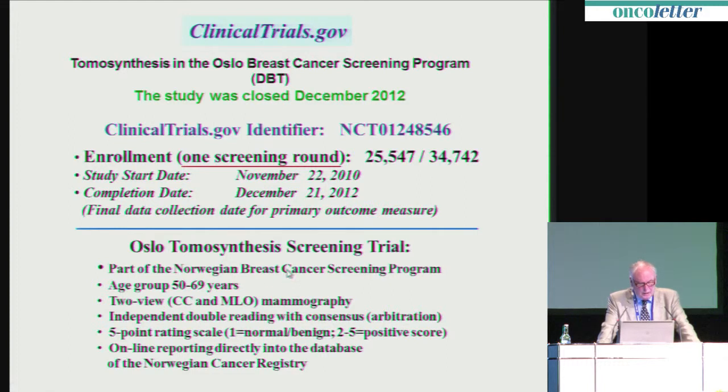Our screening program in Oslo is part of the Norwegian breast cancer screening program. Women 50 to 69 years are invited for a 2-view mammography every second year. We have independent double reading with consensus or arbitration. We are using a 5-point rating scale for probability of cancer. It is not identical with the BI-RADS categories. And we are reporting the results online directly into the central database of the Norwegian Cancer Registry that has the audit of the screening program.